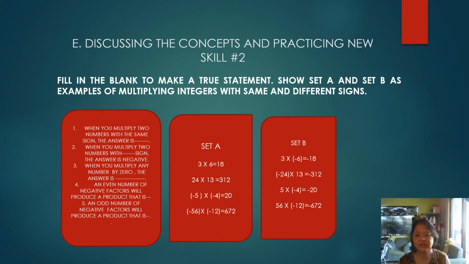While here in set B, 3 times negative 6, since unlike signs, it says here, when you multiply two numbers with different signs, the answer is negative. So, since they are unlike signs, 3 times negative 6 is negative 18. Negative 24 times positive 13 is negative 312. So 5 times negative 4, the answer is negative 20. 56 times negative 12 is negative 672.